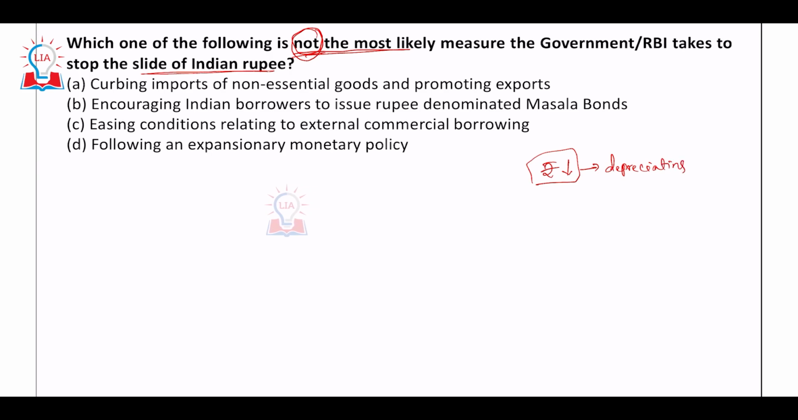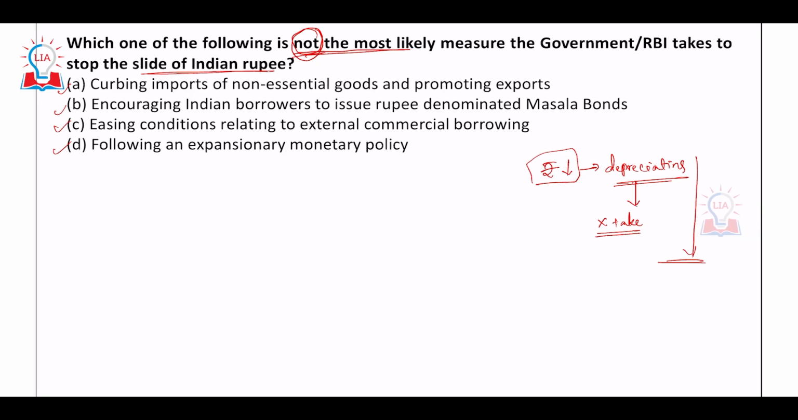Which of the following measures is the government not going to take? So not going to take, right? Which will basically mean that if you take this measure, the depreciation will become worse, right? If you do one of these, it would lead to depreciation of the currency more, right? Choose that as an option.